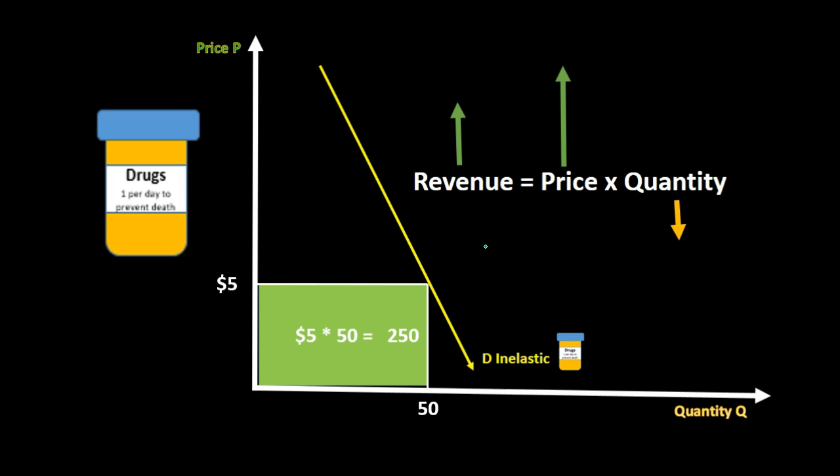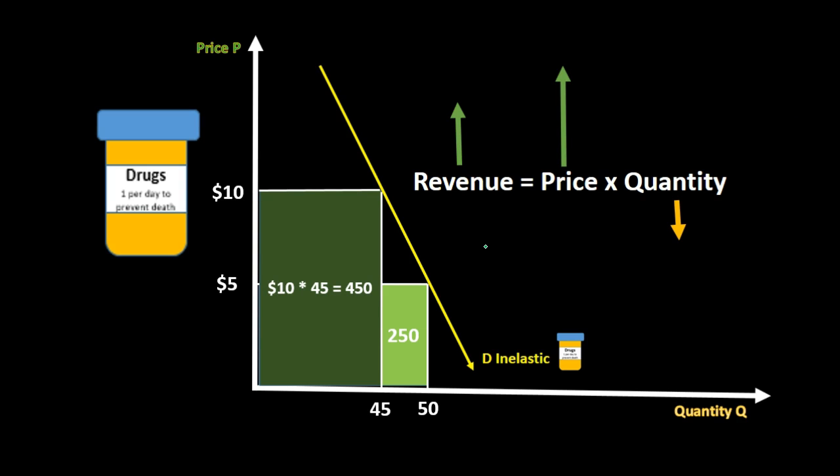If we pick another point on price, and we say let's pick a higher price here, say $10, and then we graph this out and say that the change in quantity went from 50 down only to 45, and we then took the 10 times the 45, the price times quantity, we get revenue of 450. And we can see that the 450 revenue, as we increase the price, has gone up from the 250 that it was prior.